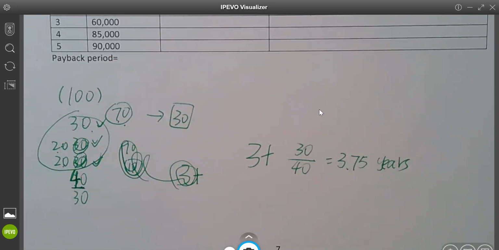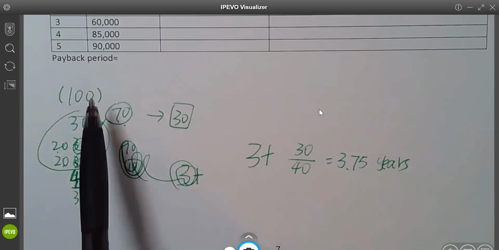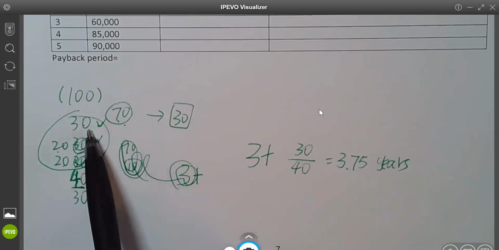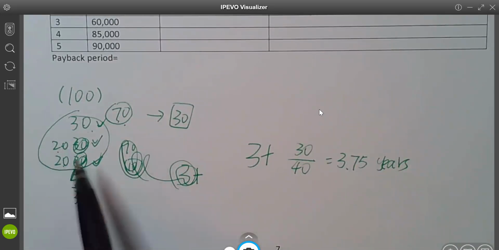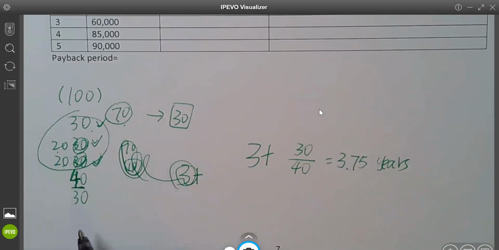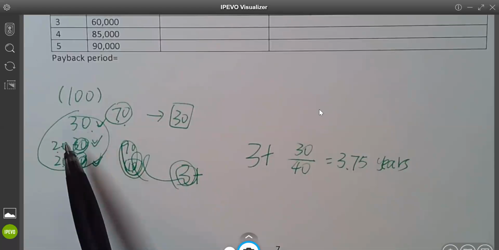We talk about non-uniform cash flow. Last time I gave you a very simple example. I said, hey, I lent you $100, so you pay me $30 the first year, second 20, third year 20, fourth year 40, and then 30 again. So you can see it's non-uniform.